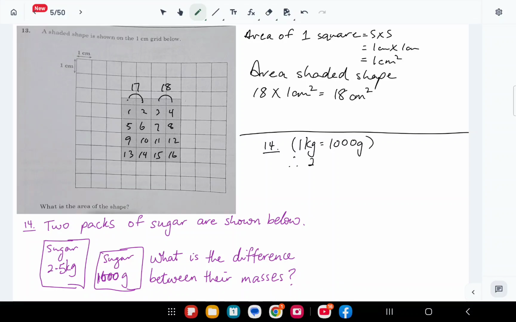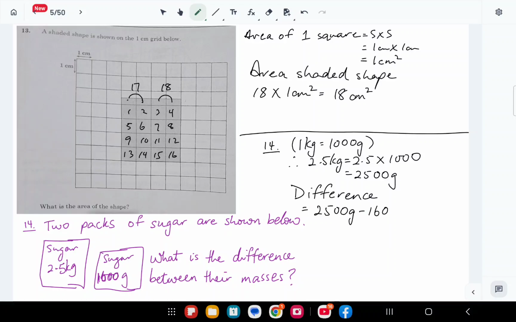Therefore, 2.5 kilograms is equal to 2.5 multiplied by 1000. And whenever we multiply by 1000, we move the decimal point 3 places to the right hand side. So we'll end up with 2500 grams. Difference means to subtract. So to calculate the difference is 2500 grams take away 1600 grams, and that will leave us with 900 grams.